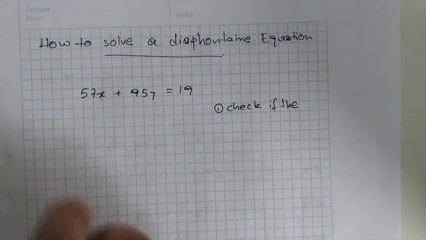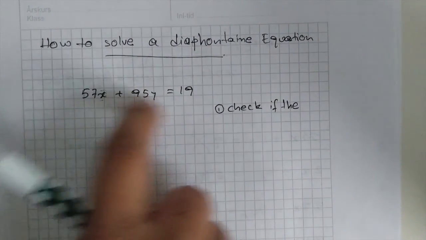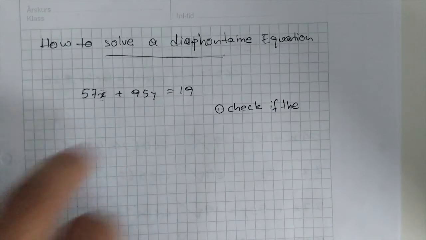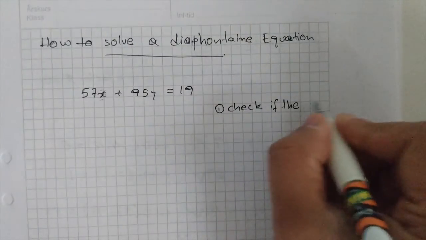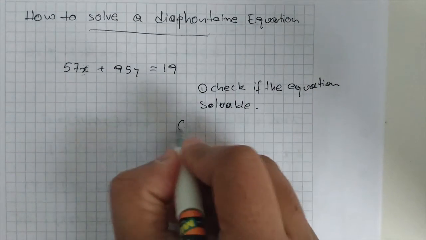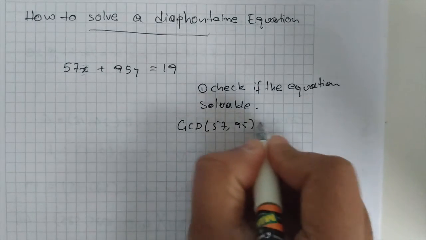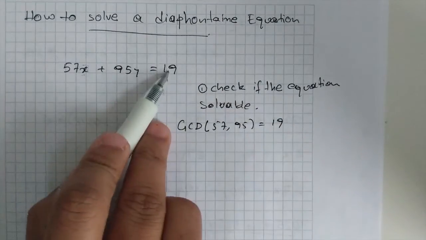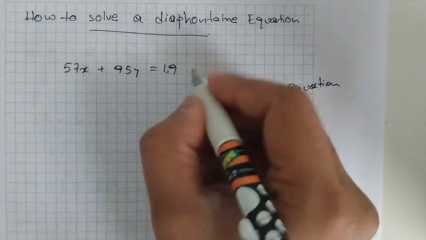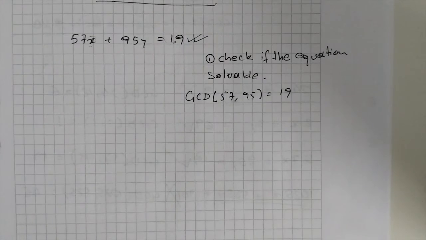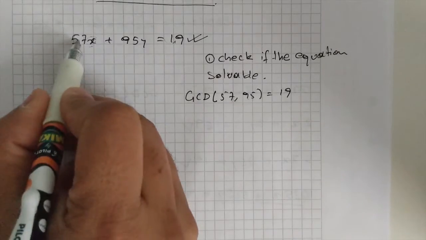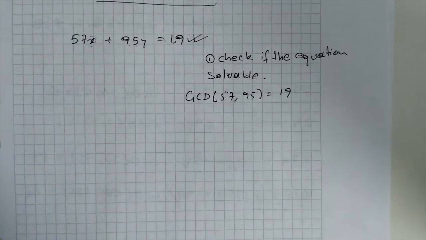The first thing we need to do is check if this equation is solvable, if it is possible to solve. So we take the coefficients 57 and 95 and find their GCD. The GCD comes out to be 19, exactly this number. Therefore, this is solvable. Now we have two numbers, the two coefficients 57 and 95.